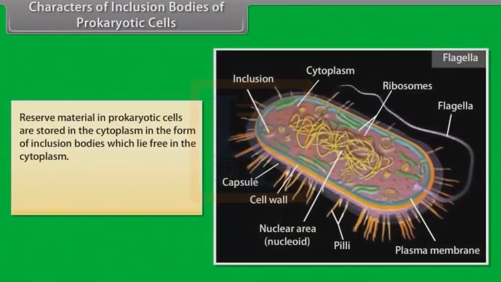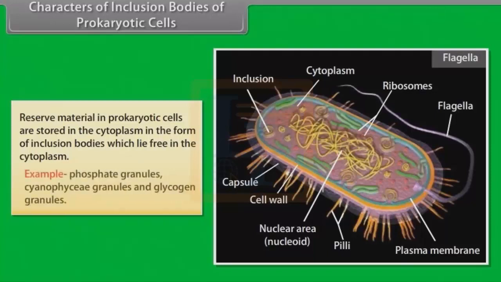Characters of inclusion bodies of prokaryotic cells. Reserve materials in prokaryotic cells are stored in the cytoplasm in the form of inclusion bodies, which lie free in the cytoplasm. Examples: phosphate granules, cyanophycean granules, and glycogen granules.